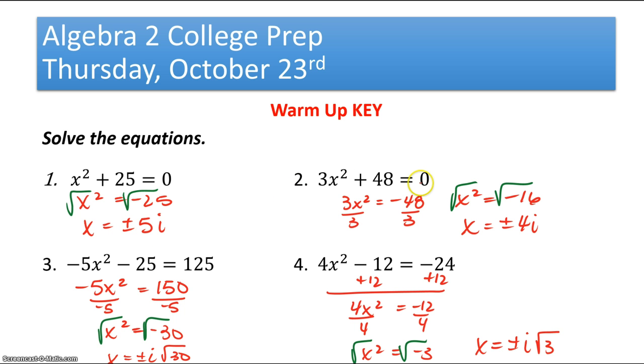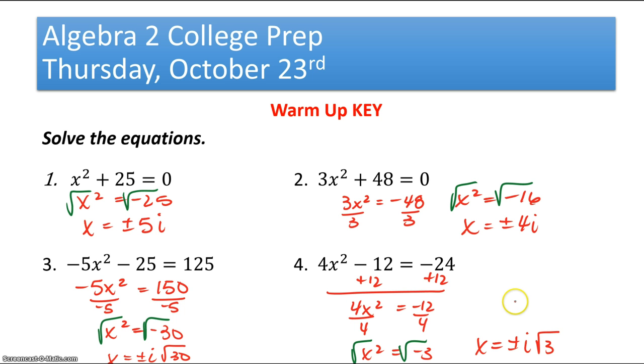Number 2, subtract 48, divide by 3, square root both sides, x equals plus or minus 4i. Number 3, add 25 to both sides, divide by negative 5. So we have x squared equals negative 30, square root both sides, x equals plus or minus i root 30. Finally, on number 4, add 12 to both sides, divide by 4, square root both sides, x equals plus or minus i root 3.